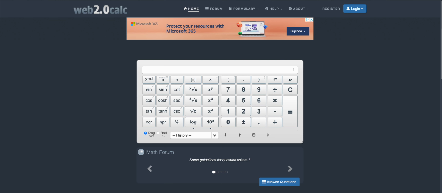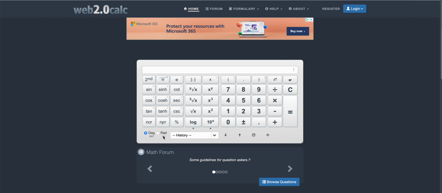Hi, so this is the Web 2.0 calculator that I recommend using for this unit, and there's a couple of different reasons why. Mostly because it is incredibly user-friendly and it is also a free technology. So this week you're going to be using sine, cosine, and tangent to evaluate triangles and different values. It's really important to know how to put these into the calculator correctly, so I'm going to give you a little bit of a tutorial.